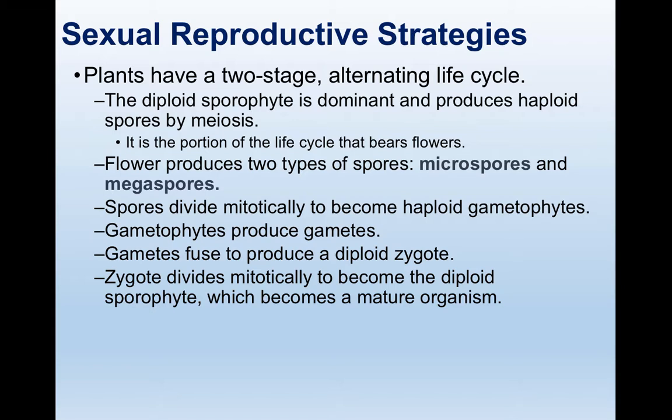The gametophytes would produce the gametes then. The gametes fuse to produce the diploid zygote. So the zygote is then going to go through mitosis to become the diploid sporophyte, which becomes a mature organism. All this is through the flowering process.